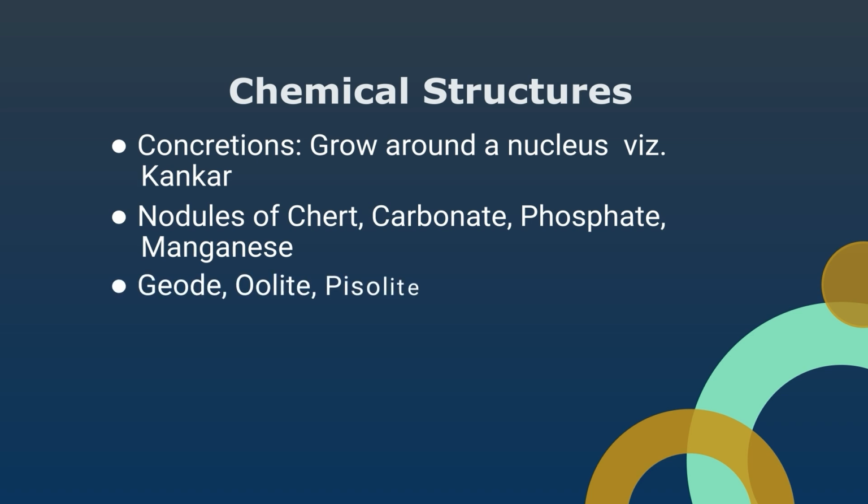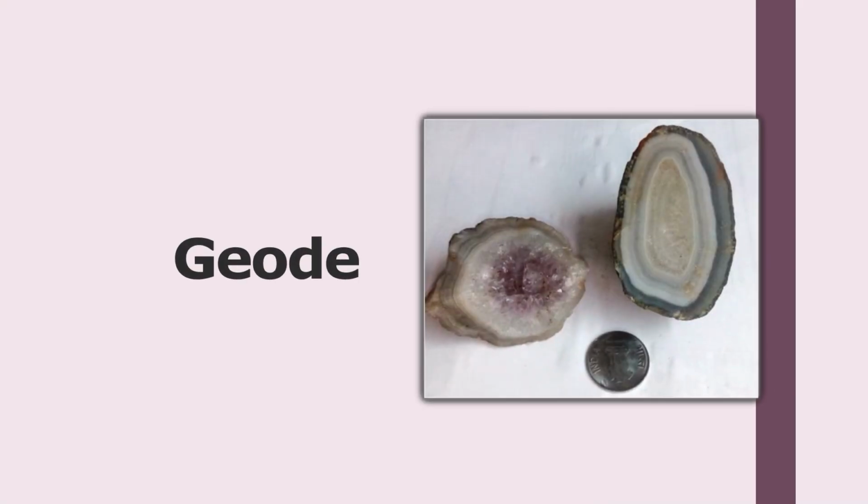There are also chemical structures called geodes, oolites and pisolites. Now, geode is a very common rock and a decorative piece of material which is very commonly found in your drawing room and other places where you make them into a polished surface. These are formed by precipitation of silica inside a hollow.